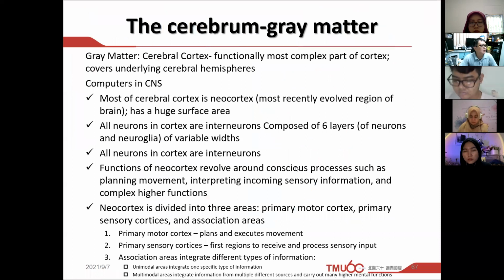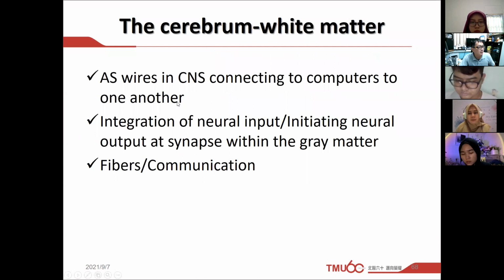And also here is the outline of the gray matter. Because of time, I'm going to skip it, and if you have time, you can read over it after the lecture. But I told you the basics of the different functions already.